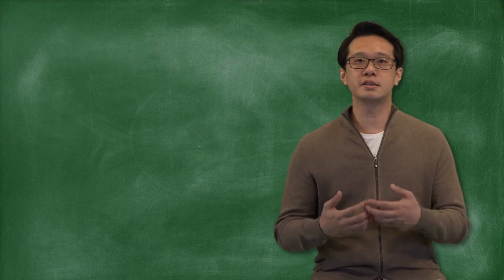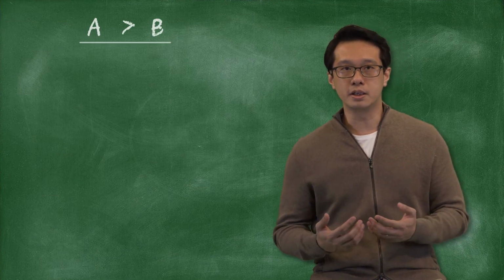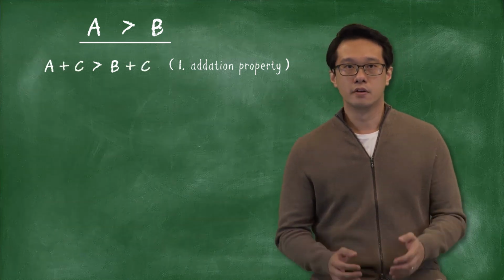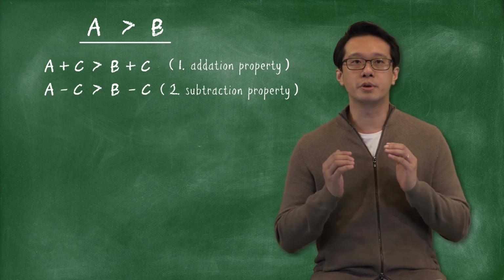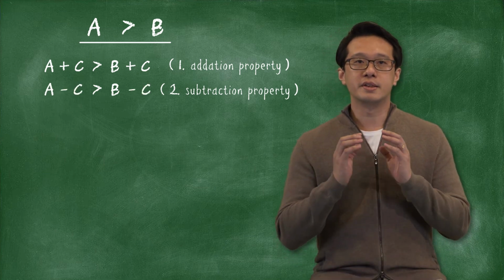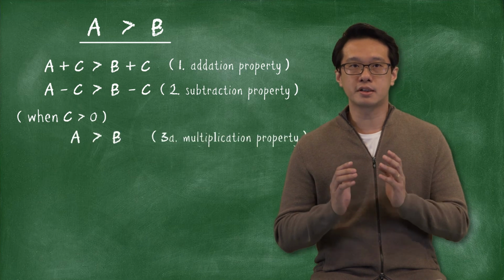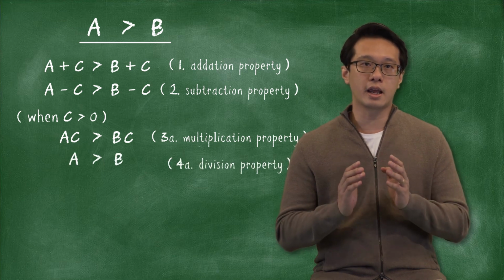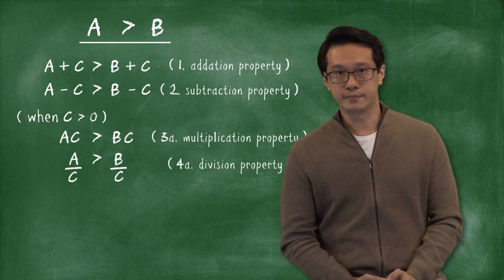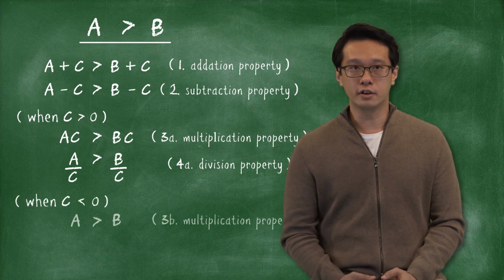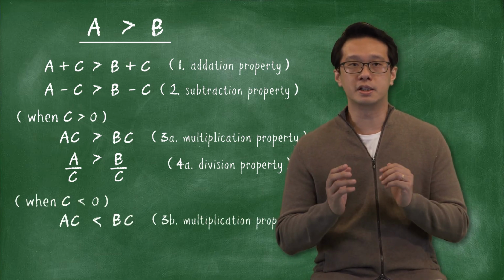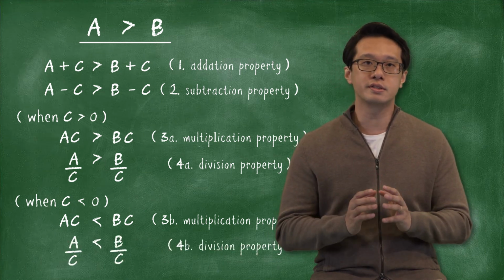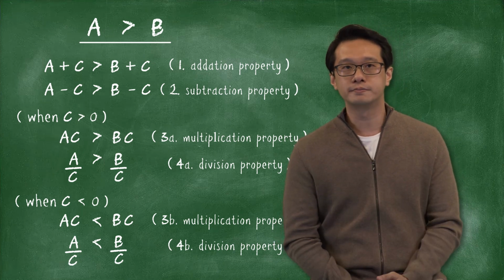So here are the basic properties in summary. Given that A is greater than B, for the addition property, A plus C will be greater than B plus C. For the subtraction property, A minus C will be greater than B minus C. When C is positive, the multiplication property states that A times C will be greater than B times C, and the division property will be such that A over C will be greater than B over C. When C is negative, however, A times C will be smaller than B times C for the multiplication property, and for the division property, A over C is smaller than B over C as well.